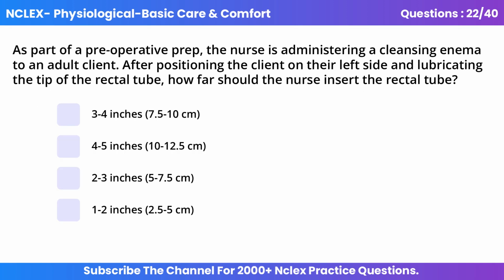Question 22. As part of a preoperative prep, the nurse is administering a cleansing enema to an adult client. After positioning the client on their left side and lubricating the tip of the rectal tube, how far should the nurse insert the rectal tube? A. 3 to 4 inches, 7.5 to 10 centimeters.